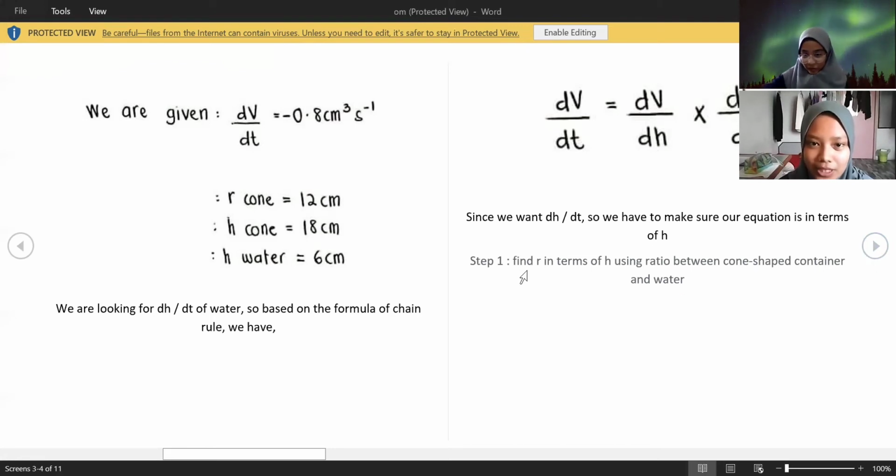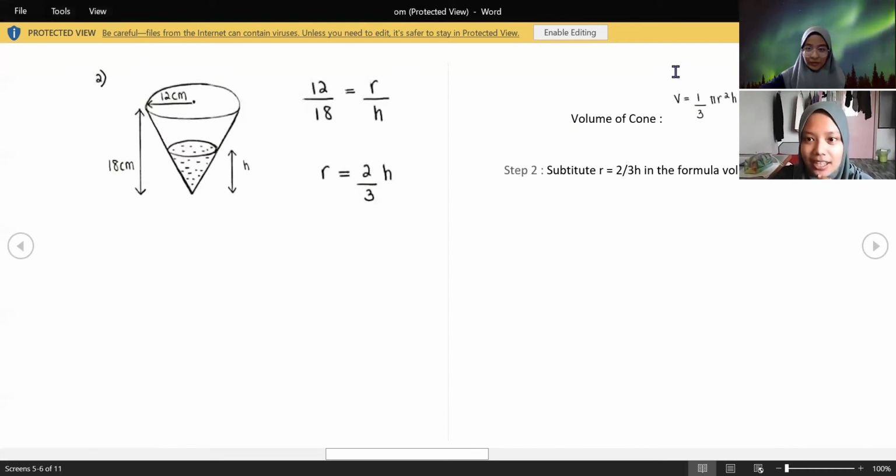Next, the first step: since we want dH per dt, we have to make sure our equation is in terms of H. So like I said just now, we have the formula of the volume of a cone. At the next slide, yes. So here we have the variables r, which is radius, and height. So to get dV per dr or dV per dH, we have to make sure we have only one variable in the formula.